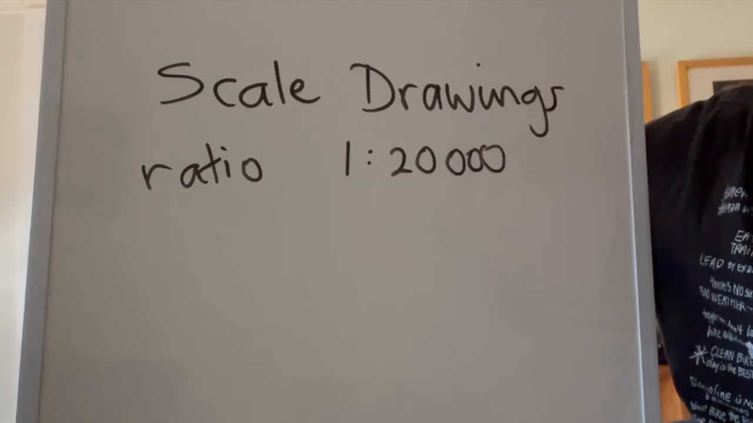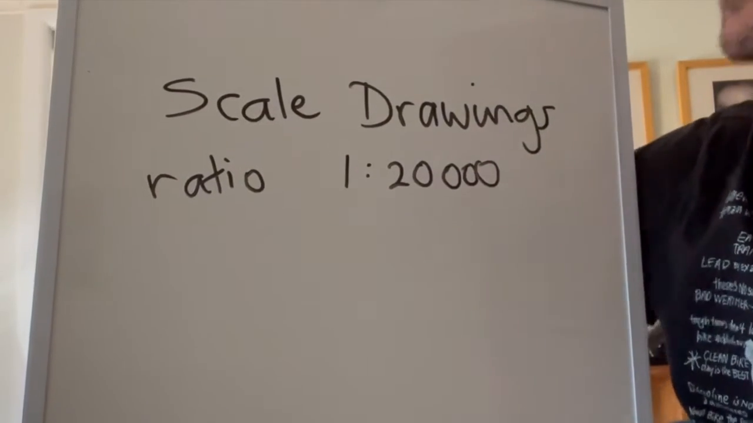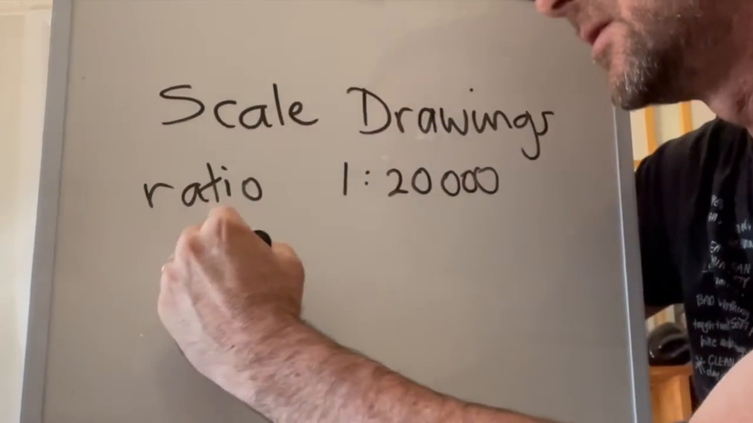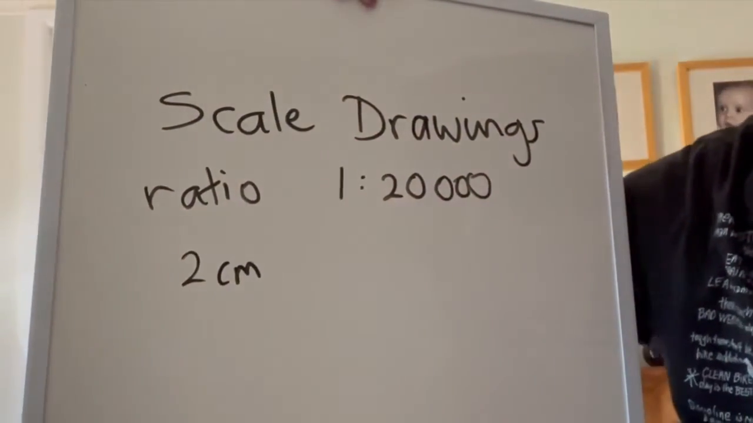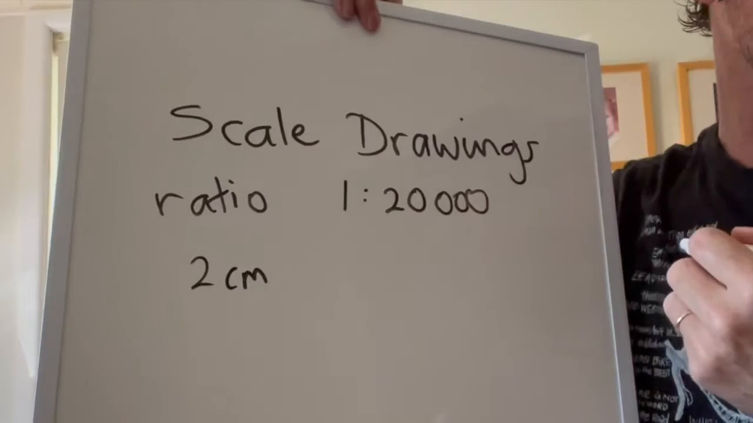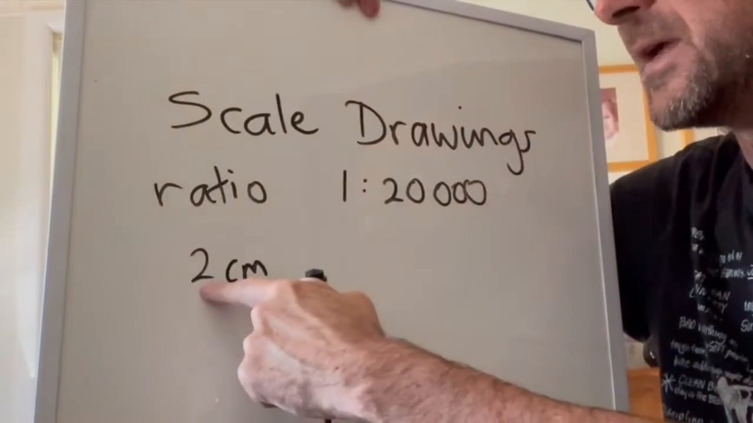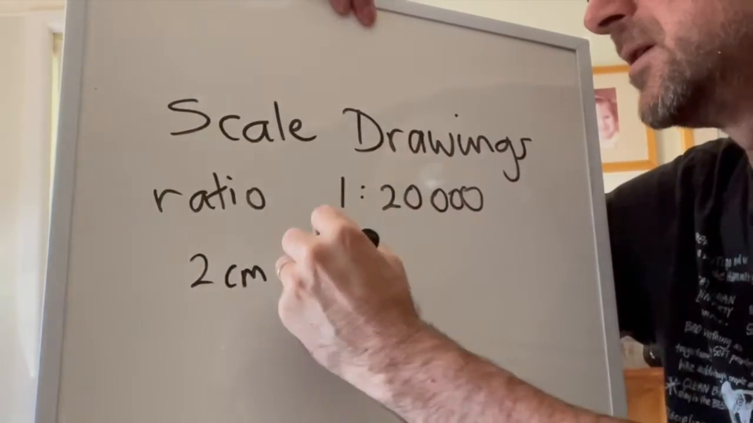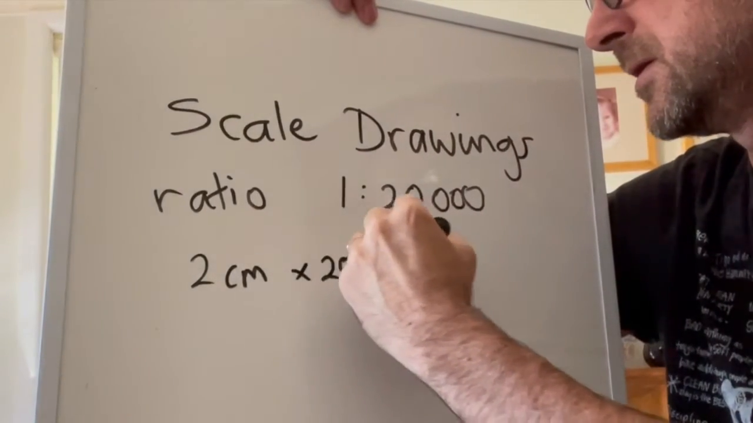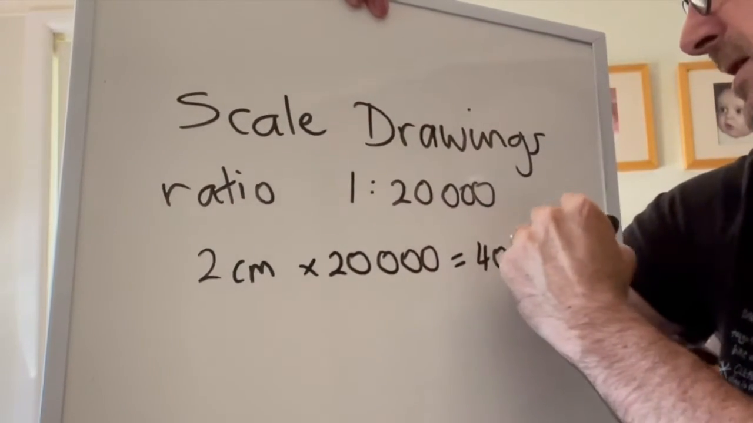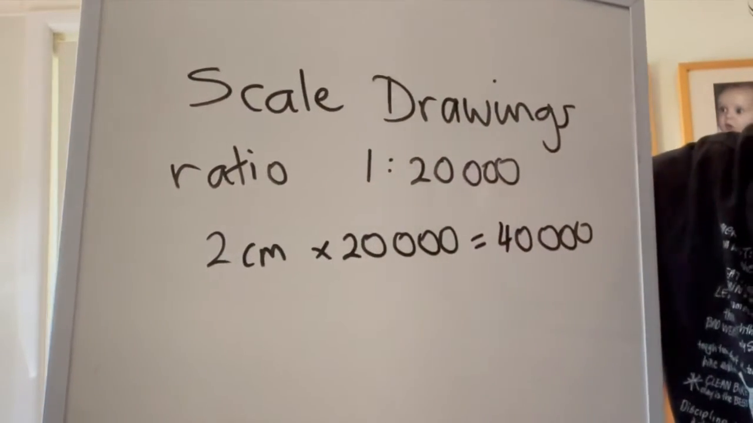Let's say a map has a scale of 1 to 20,000, and we measure 2 centimetres on that map, okay? So what we can do here is multiply that 2 by the 20,000, and that will give us obviously 40,000 as our answer, okay?